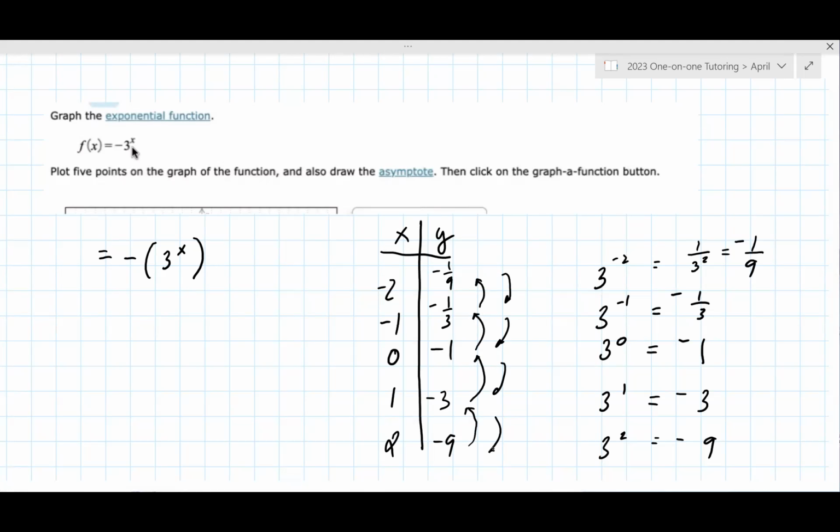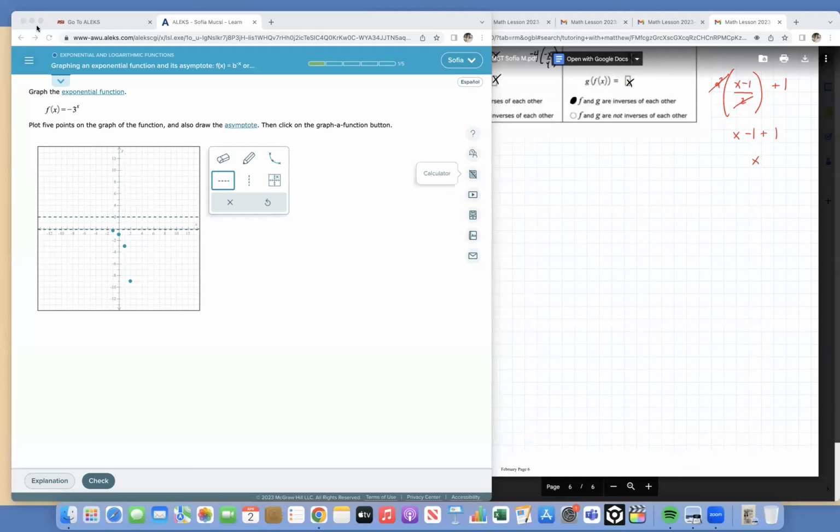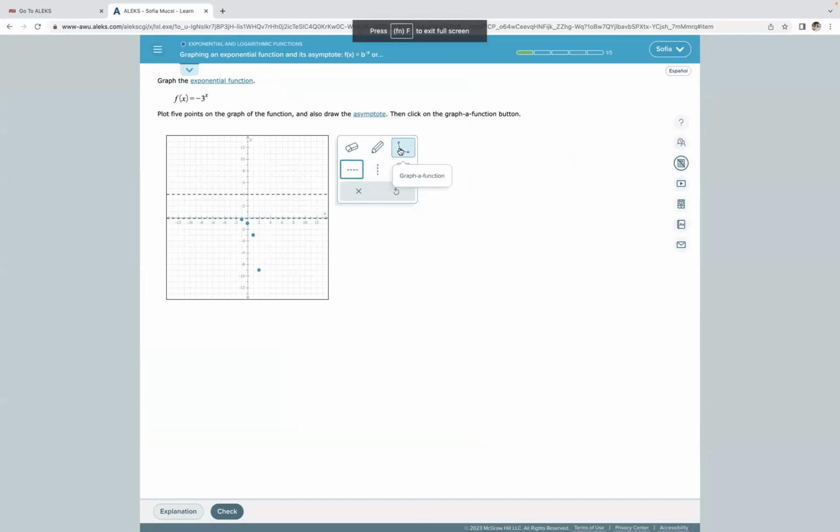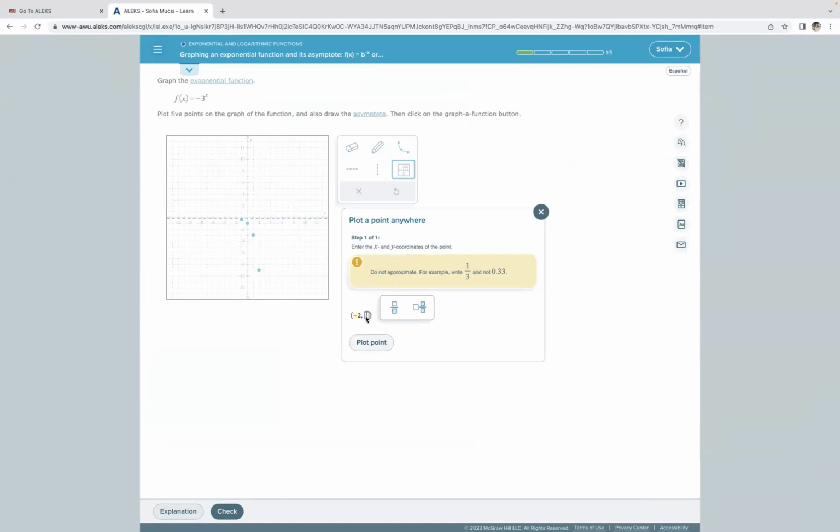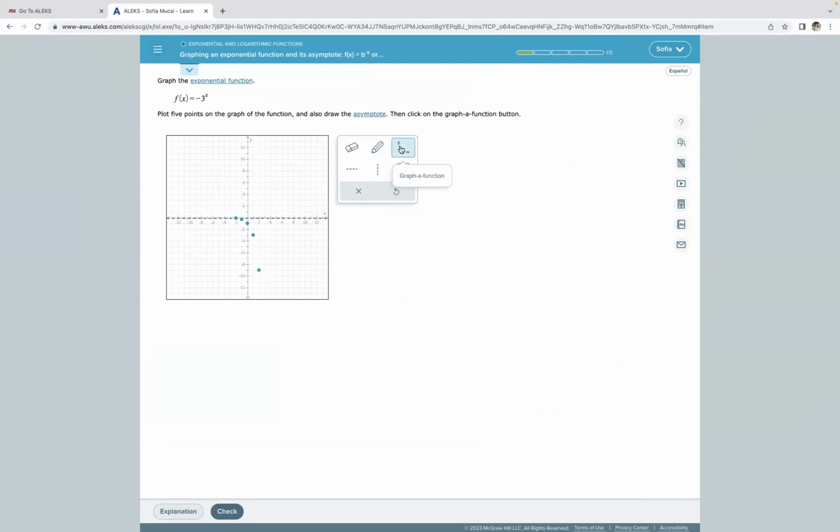Okay. And then I'll share my screen again. So will y always equal 0 in this case? Because there's nothing added to the -3 to the x, then yes. Oh, I think I missed a point. Yeah, looks like you only got -1, 0, 1. Looks like you're missing -2, -1/9 possibly.